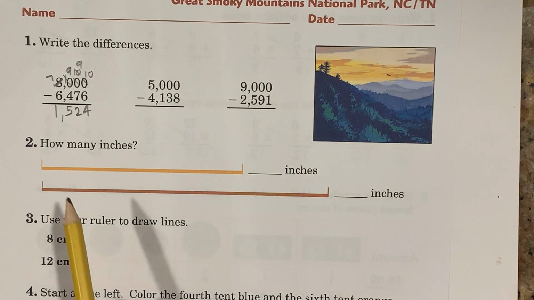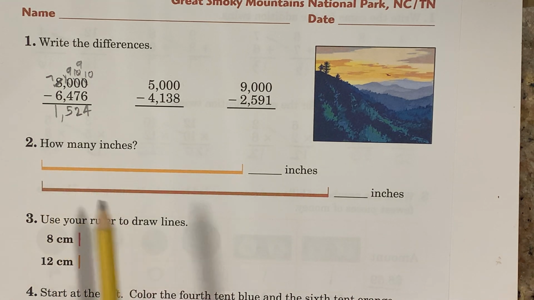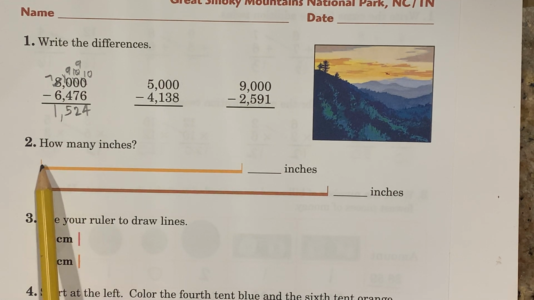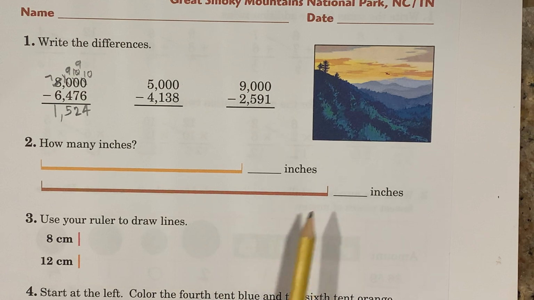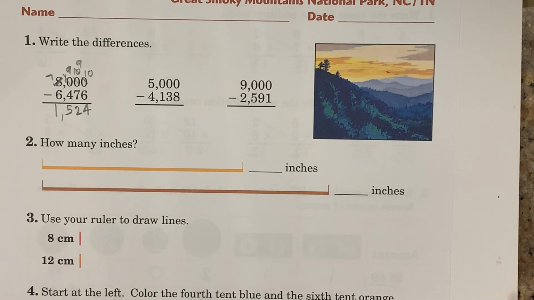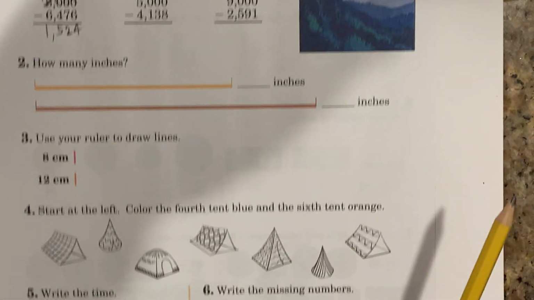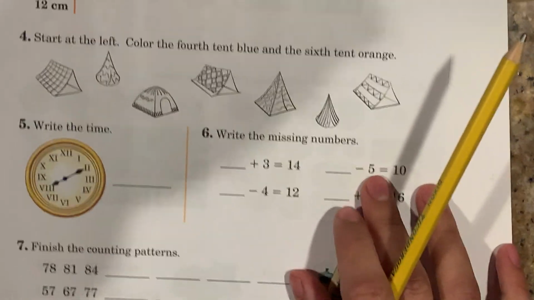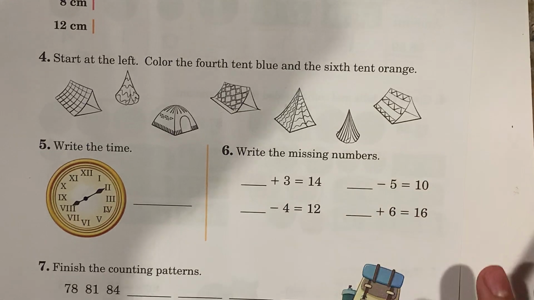Okay, and then for number 2, how many inches? You're just going to use the side of your ruler that says inches. Some of them might just say IN. You're going to measure both of these sides. Then you're going to flip your ruler to where it has the tiny, tiny little lines that say centimeters or cm, and you're going to draw that line there. Okay. Now let's get that all settled.